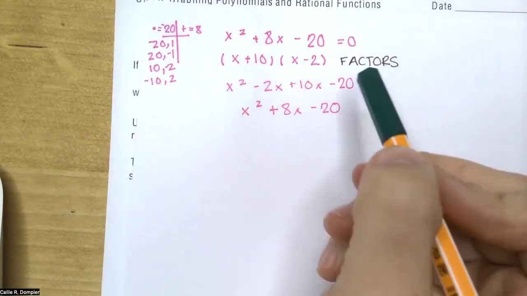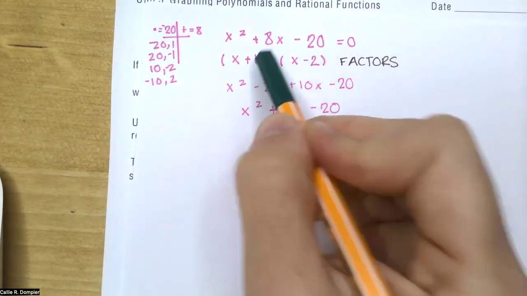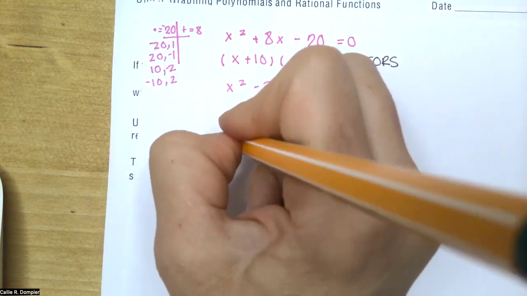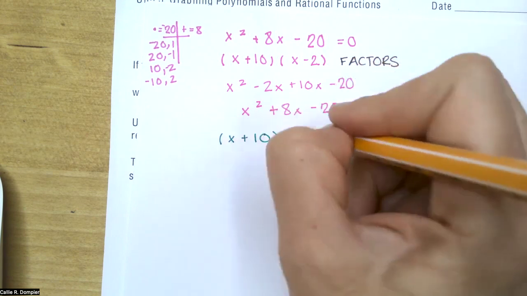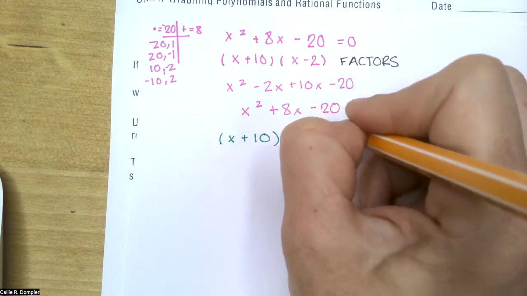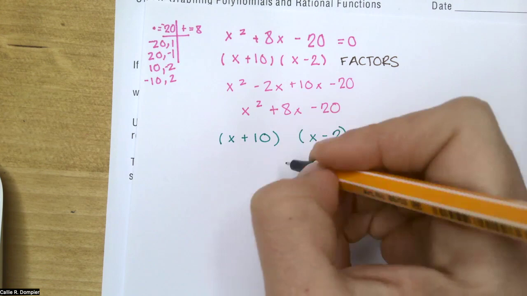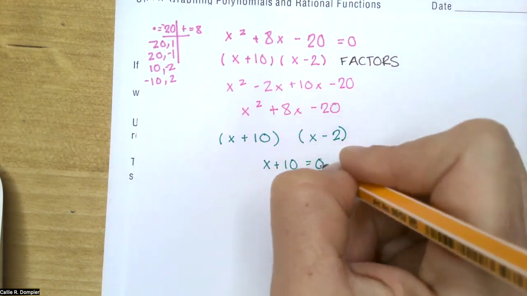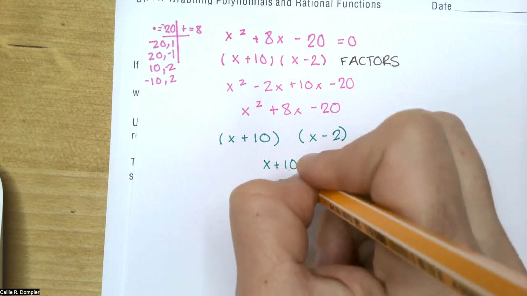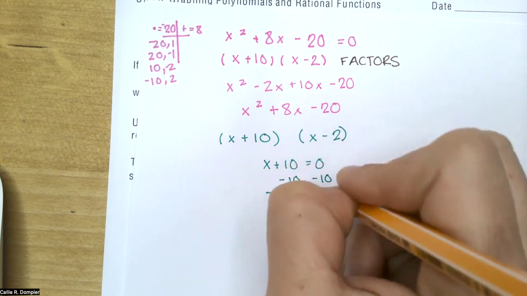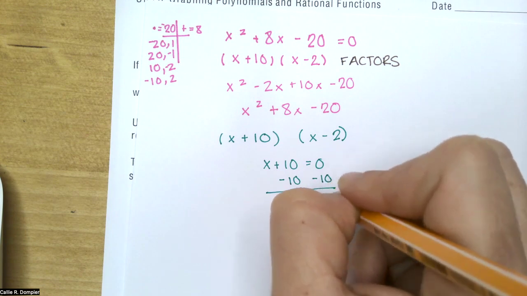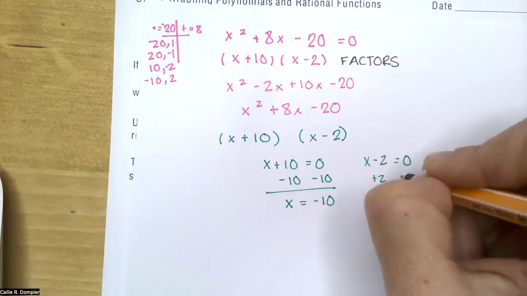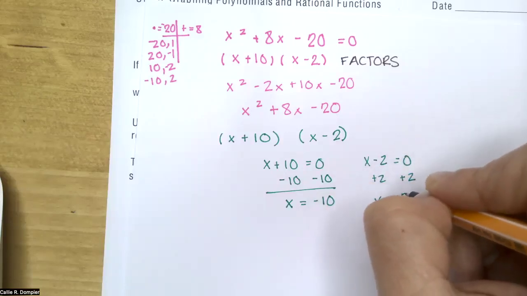However, we need to find the zeros or the solutions of that polynomial, right? To find the solutions, this is set equal to 0. Now we take each of those factors, x plus 10 and x minus 2, set each of them equal to 0. So now I have x plus 10 is 0. Solve it by moving the 10, getting the x alone. Subtract 10 from both sides, and we get x is -10. For this one, x minus 2, set it equal to 0. Add 2 to both sides, and we get the answer x equals 2.